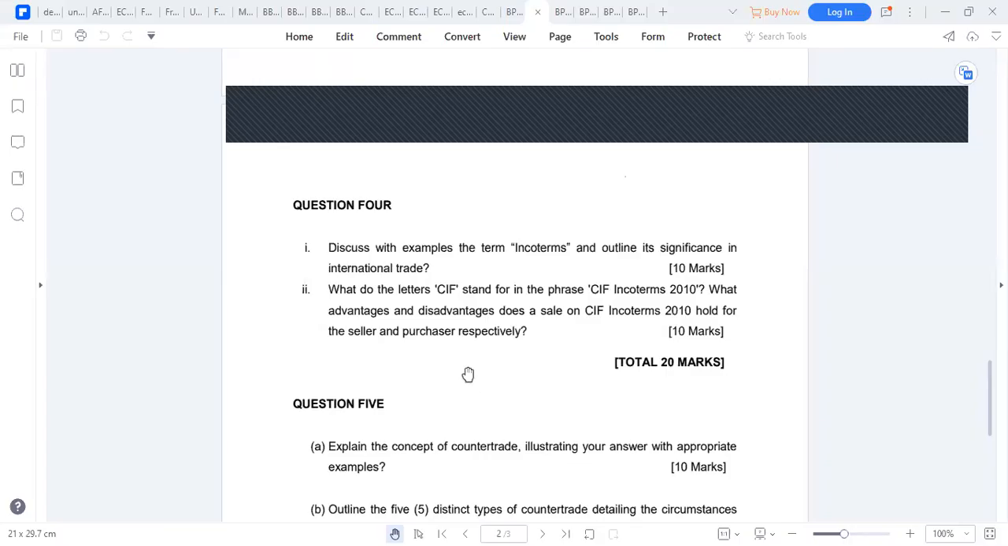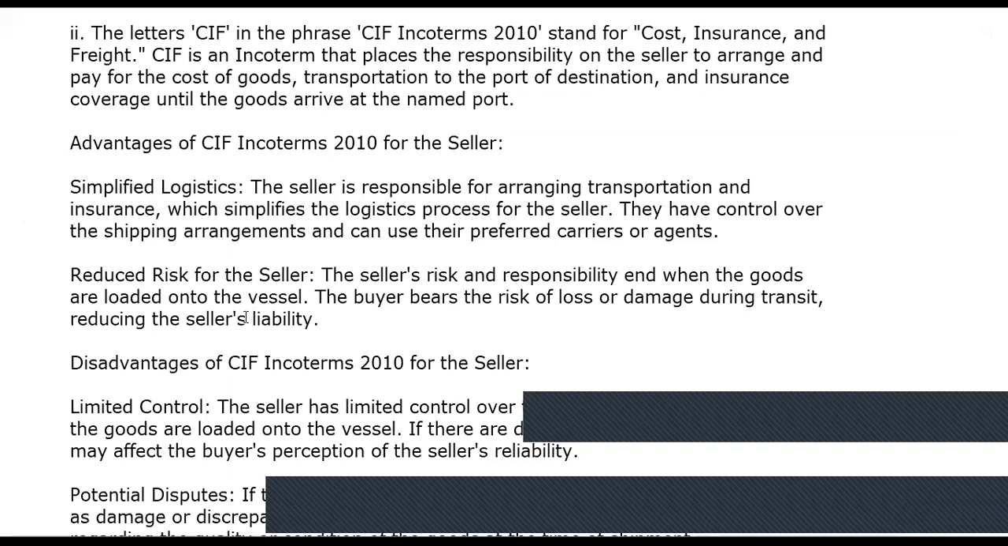What does the initial CIF stand for? And what are the advantages and disadvantages of CIF incoterms 2010 for the seller? Okay, so here is how this question is supposed to be answered. The term CIF stands for cost, insurance, and freight. CIF is an incoterm that places the responsibility on the seller to arrange and pay for the costs of goods transportation to the port of destination, and insurance coverage until the goods arrive at the named port.